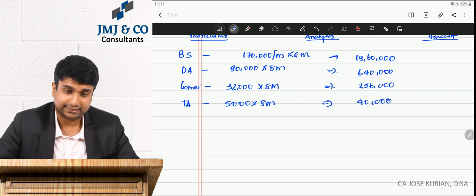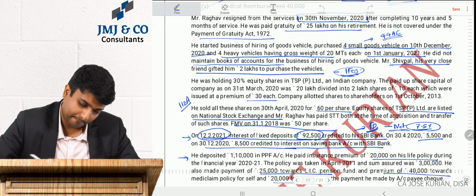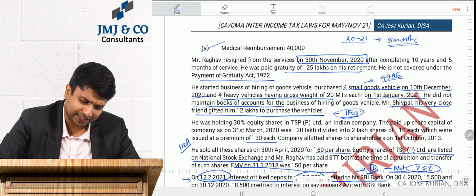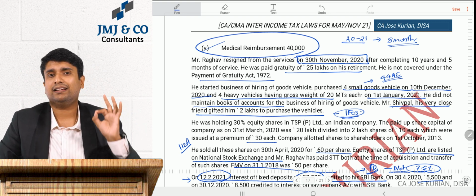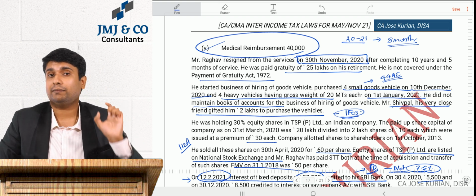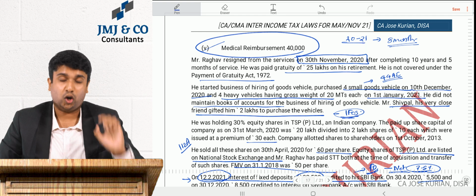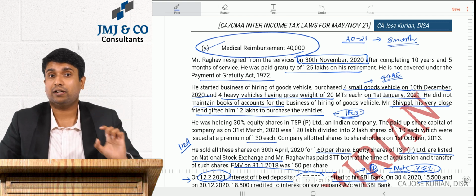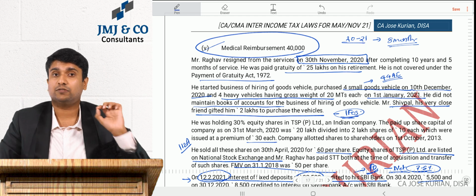Then what is the next item, friends? Next item is medical reimbursement of 40,000. And for medical reimbursement, there are certain separate treatments. Hope you remember, if it is from a hospital maintained by the employer, or if it is for specified diseases, or if it is from a government hospital or a hospital specified by government, it is fully exempted.